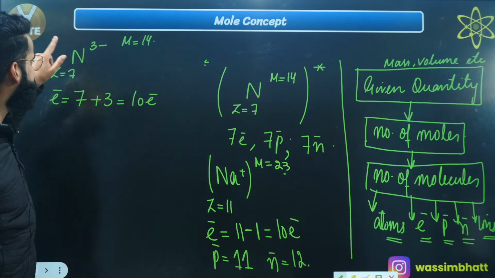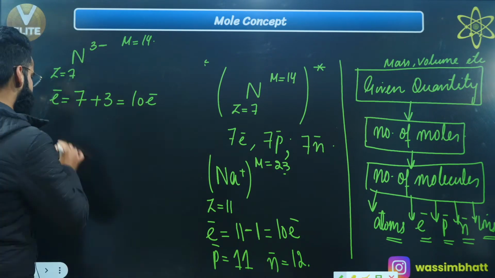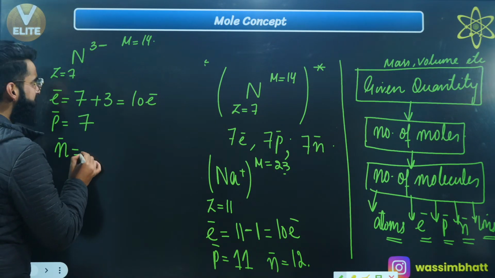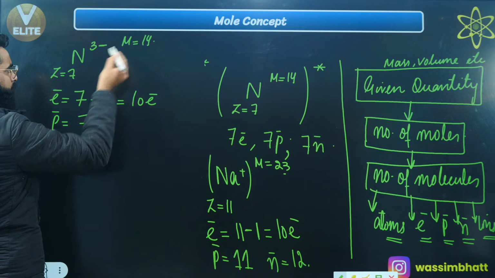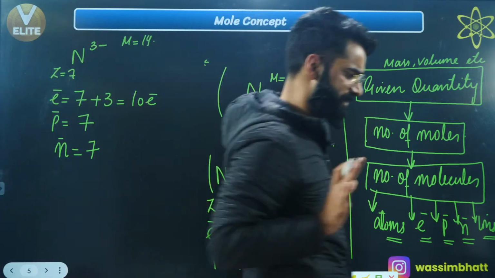By the presence of the negative or positive charge, nothing happens to the number of protons. So protons will be again the same, that is 7. And if I ask you what about the neutrons, you will say mass number minus atomic number. 14 minus 7, it comes out to be 7 only. I'm sure it is clear to everyone. This is complete basics, right?